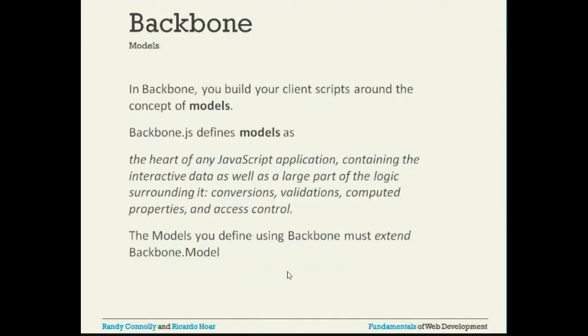In the Backbone framework, you build your client scripts around the concept of models. And what is a model? A model is the heart of the JavaScript application. It contains all the interactive data as well as a large part of the logic surrounding it: conversions, validation, computed properties, access control. Basically, the model will have all the computational things, all the business logic embedded into the model. And that is how Backbone.js defines the model.